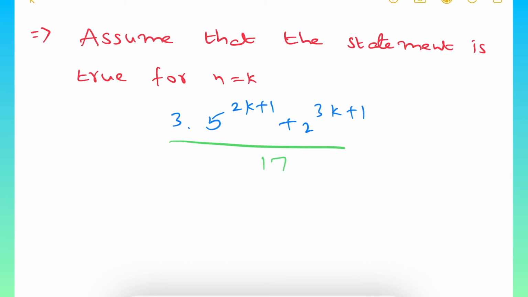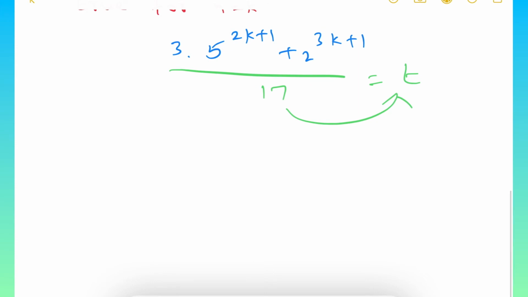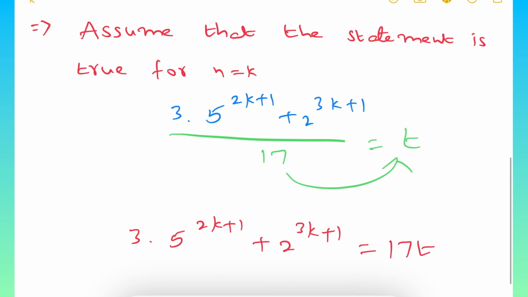If it is divisible by 17, then definitely it gives some answer. That answer I am writing with some constant t. Then take this 17 to the other side, it will become multiplication. So we will get the step as 3 times 5 power 2k plus 1 plus 2 power 3k plus 1 equals 17t. This is the second step. Now let us move to the third step. In the third step, we need to show that the statement is true for n equals k plus 1.